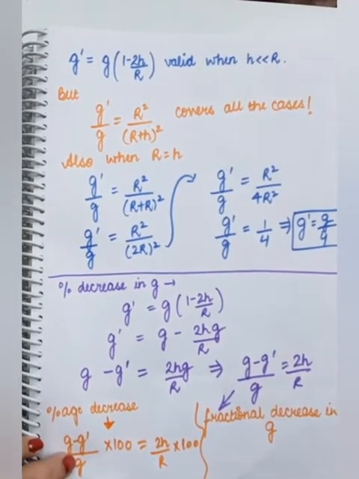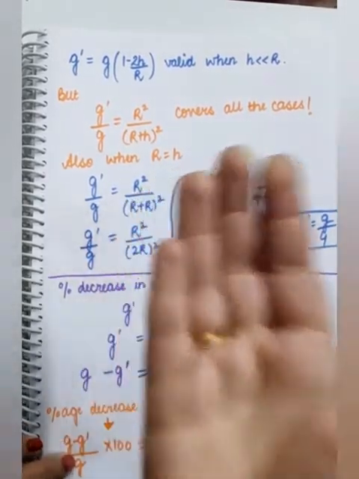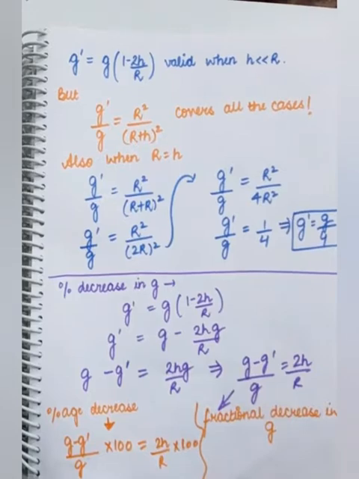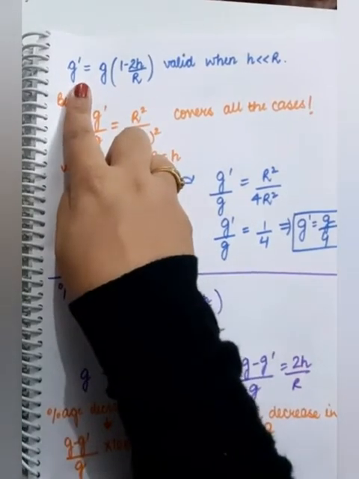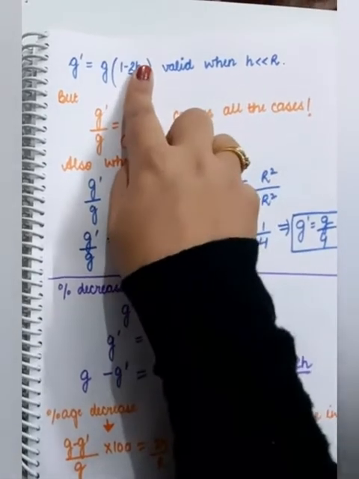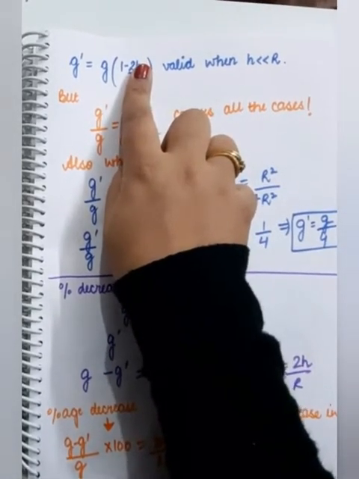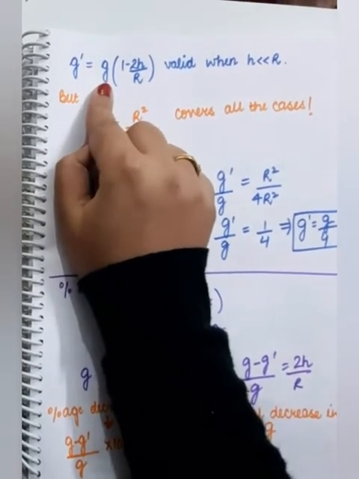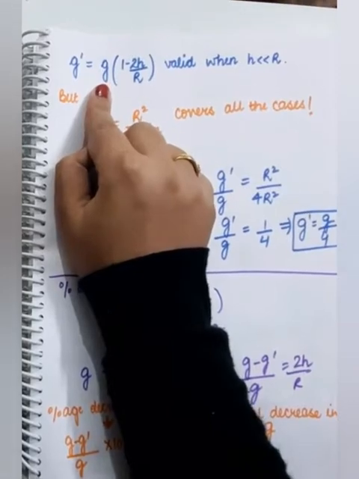So students, so far we have studied that whenever we have any object and we raise it up to a certain height above the surface of the earth, then the acceleration due to gravity experienced by that object decreases, and its value is given by g dash equals g (1 minus 2h by r), where h is the height to which the object has been raised, g dash is the new acceleration due to gravity, and g is the initial acceleration due to gravity, right?